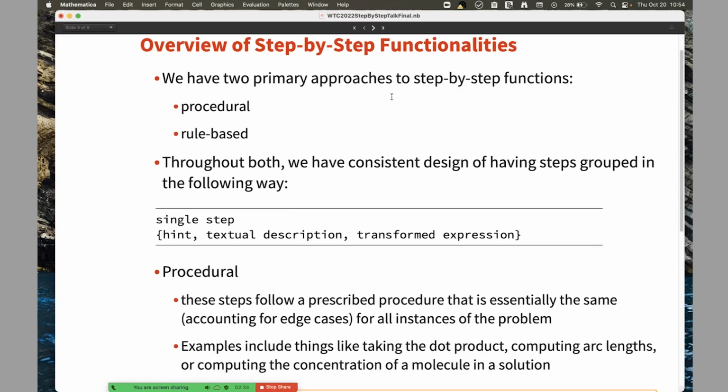The second method is rule-based, which is essentially making use of the Wolfram language's great ability to do transformation rules and applying a set of transformation rules to an expression until we reach some sort of fixed point. So this is great for things like doing expansions, doing simplifications, doing algebraic manipulations, and so on.